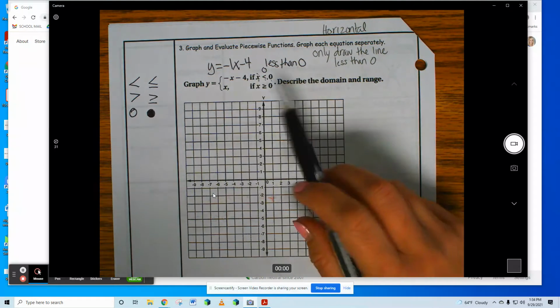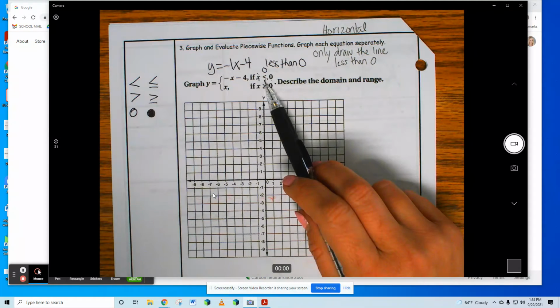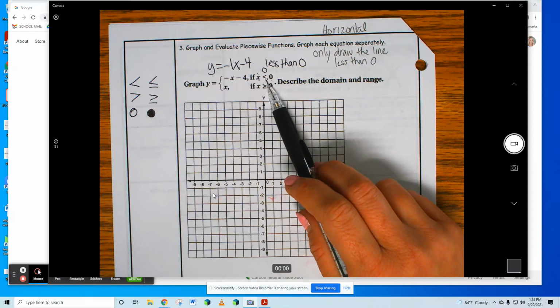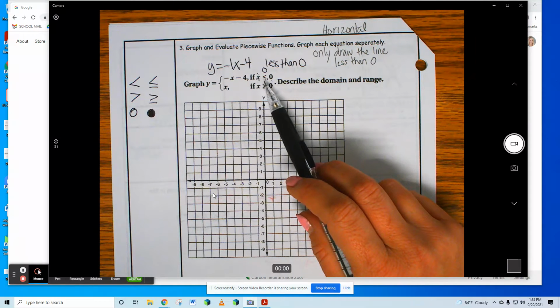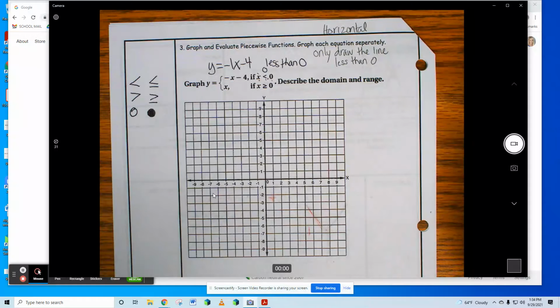This is my restriction. X has to be less than 0. The line has to be less than 0. The line has to be in the negatives. I can't draw the line in the positive. The line has to be in the negatives. So, here we go. You need a pencil. Can you please not use pen right now? You really need a pencil.